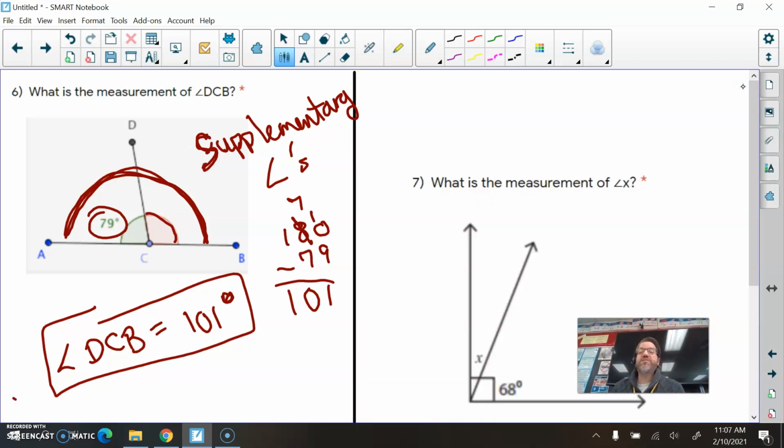In number 7, what is the measurement of angle X? If you look at this entire angle here, that's a right angle. It's 90 degrees. We know this part right here is 68 degrees. So what would this part here, represented by the variable x, have to measure? Together they are 90 degrees. So you can take 90 degrees and subtract 68 degrees from it, and the difference will be the measurement of angle x. These are known as complementary angles.